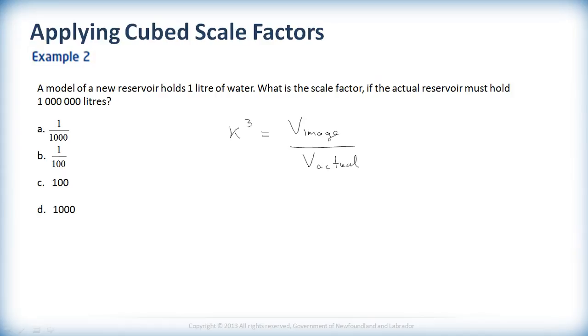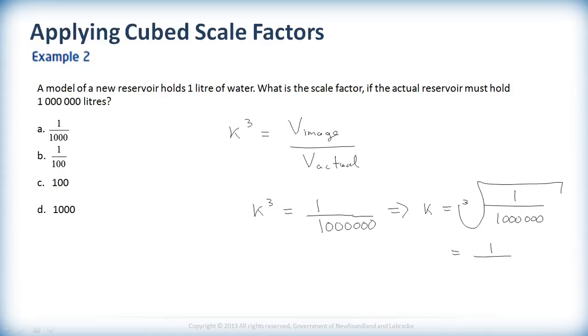So what scale factor was used to make that model? We know that the cube of that scale factor is going to be the 1 liter of water that we had for the image divided by the 1,000,000 liters that we have for the actual reservoir. I'm going to get my value for k by simply taking the cube root, remember our radicals unit, of 1 over 1,000,000. The cube root of 1 over 1,000,000 is 1 over 100. So 1 over 100 is the scale factor required to make that model.